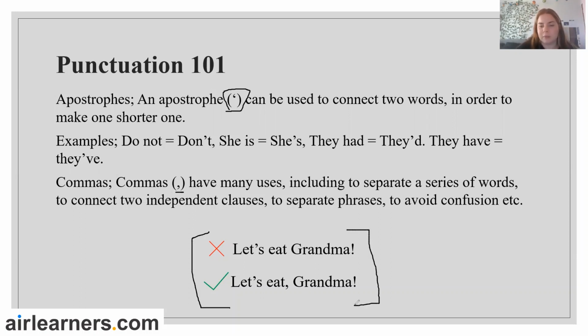Let's eat grandma. You don't want to eat your grandma, that's not very nice. Or, let's eat, grandma. So here the second one is correct, which is why having a comma is really important.